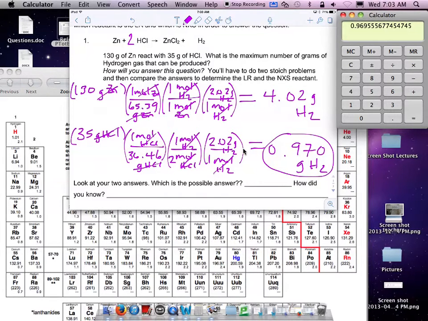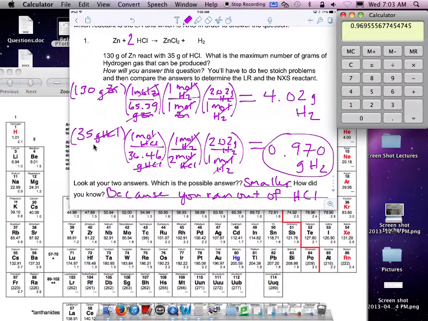All right, so which is the possible answer? It's the smaller one. And how do we know that? Because you ran out of HCl. All right, so let me explain what I mean by that. We choose the smaller number because when I reached this much hydrogen, I ran out of my 35 grams of HCl. So I'm done at that point.